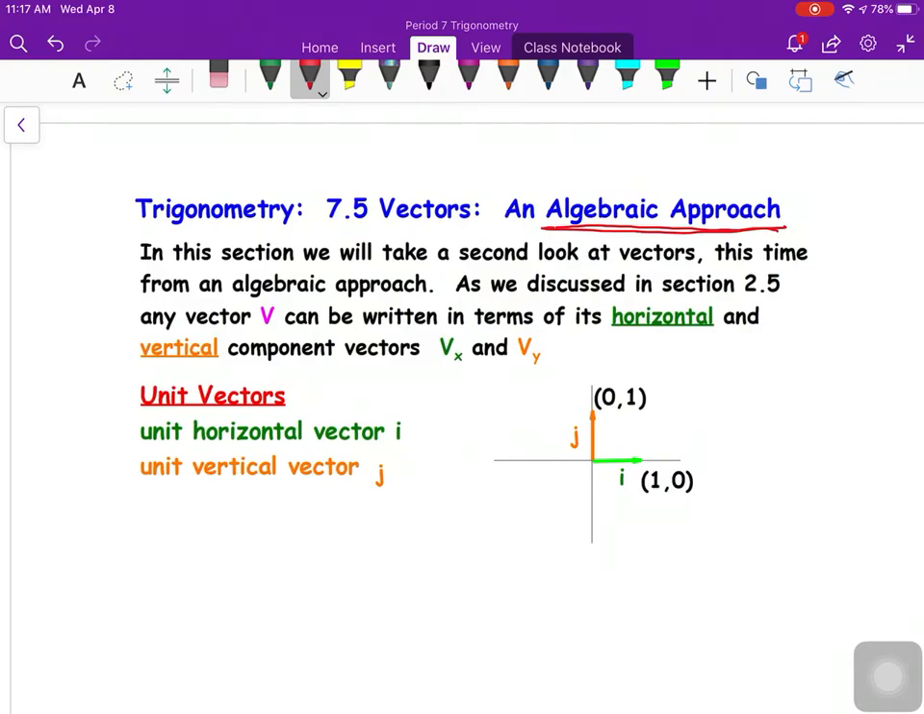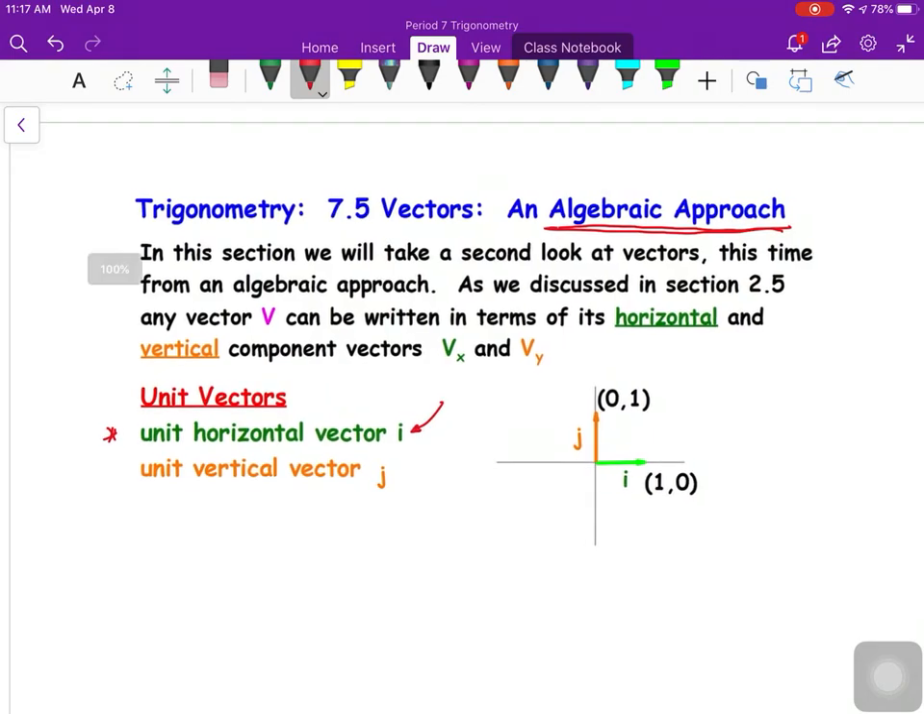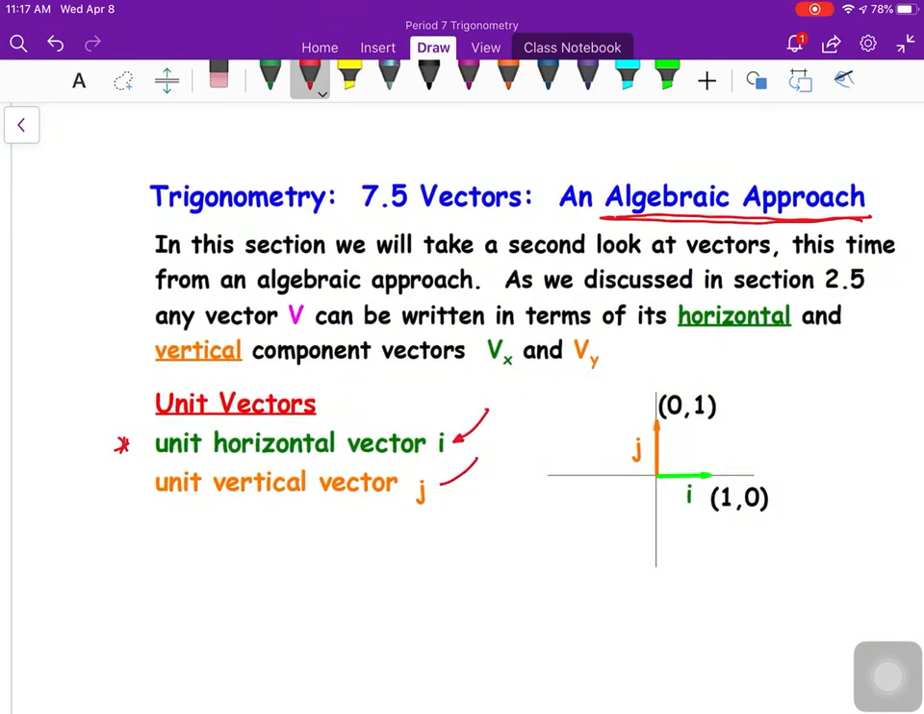So to begin with, I'm going to talk about something that you may or may not have had before, and that's something called unit vectors. Unit vector is breaking a vector down into its horizontal and vertical components. A horizontal vector that has magnitude 1 is called the unit horizontal vector. And usually we use a lowercase i to stand for the unit horizontal vector. A unit vector that is vertical, so it's a vector that has magnitude 1 and is vertical, is called the unit vertical vector. And that's usually denoted with a lowercase j.